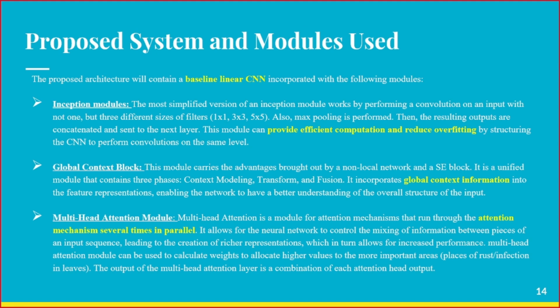Proposed system and modules used. The proposed architecture contains a baseline linear CNN, which is incorporated with the following modules. Inception module: it is designed to increase the depth and width of the network without increasing the number of parameters, which helps us to reduce overfitting. Global context block is used to provide the network with a global view of the image, and this module carries the advantages of a non-local network and the SE block. Multi-head attention module is used to calculate weights to allocate higher values to the more important areas. Generally, it concentrates the network's attention on the more essential parts of the image.